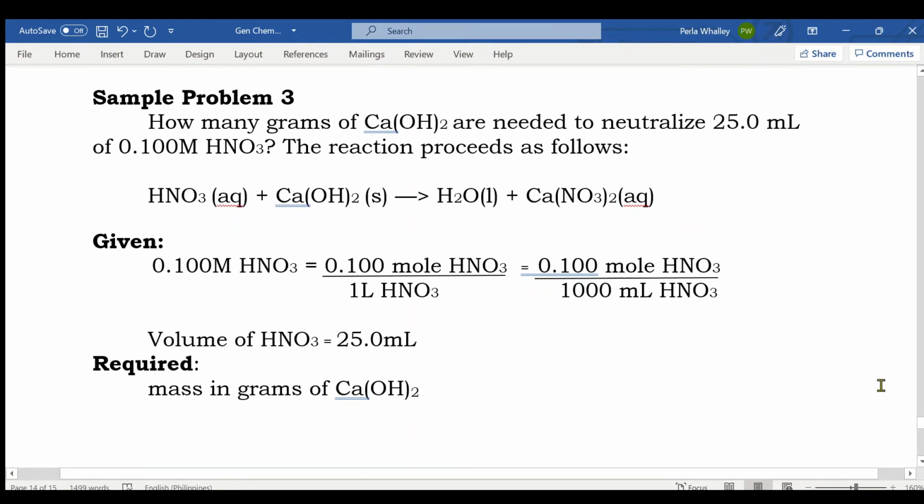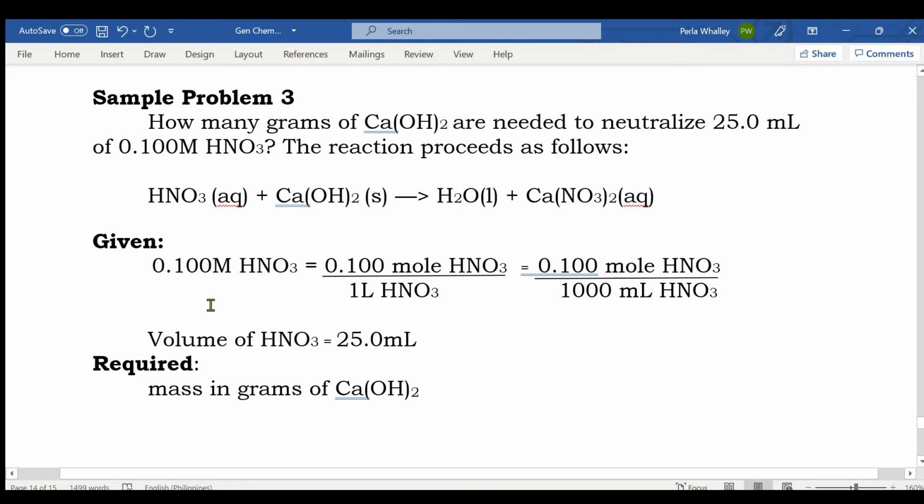Sample problem number 3. How many grams of calcium hydroxide are needed to neutralize 25.0 ml of 0.100 molar nitric acid? The reaction proceeds as follows. Nitric acid plus calcium hydroxide will form water plus calcium nitrate. Calcium hydroxide here is solid with the symbol of S.